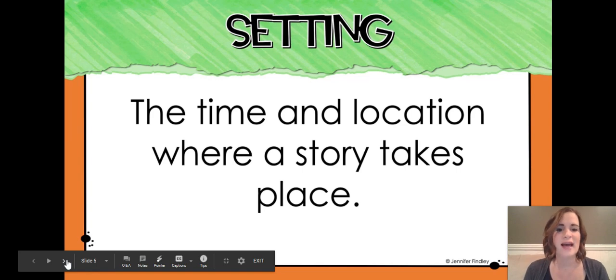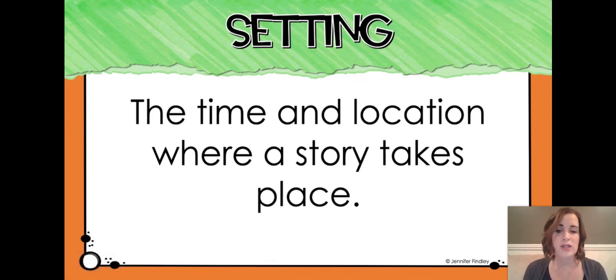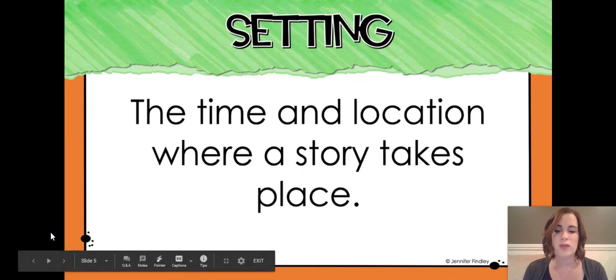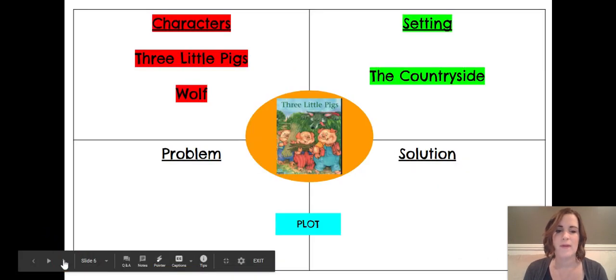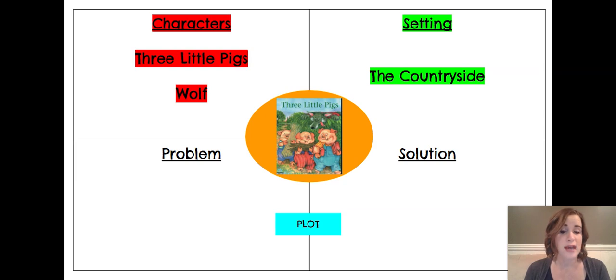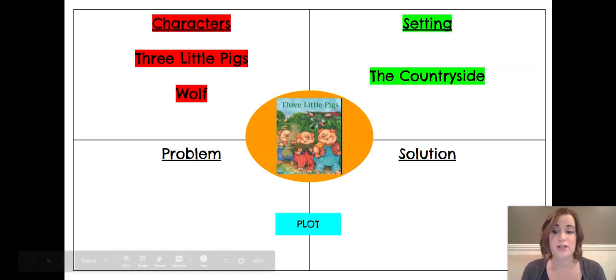All right, let's talk about the setting. Again, the setting is the time and location where a story takes place. Let's think back to the Three Little Pigs. Where did that story take place? The story takes place in the countryside. So now let's move to the plot. This is the problem and the solution. Let's discuss the problem first.